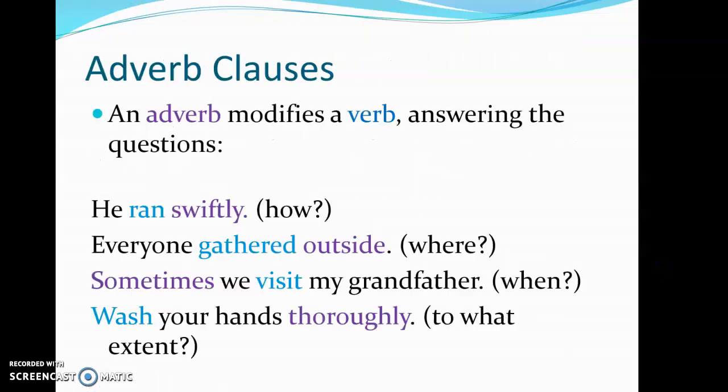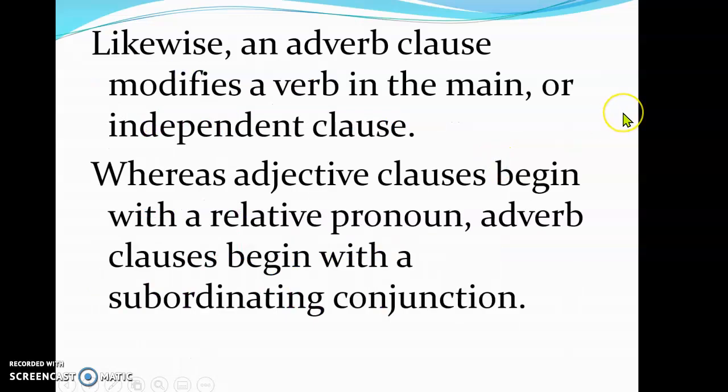So, adverb clauses. Adverbs always modify verbs. And you can remember that easily because the word verb is right there in adverb. And it answers questions like how, where, when, and to what extent. So all the verbs are in blue here. Ran, gathered, visit, and wash. And the adverbs are words that describe how these verbs are being done. A lot of adverbs end in ly. But we're not just talking about the adverb words. We're talking about adverb clauses, which contain a subject and a verb.